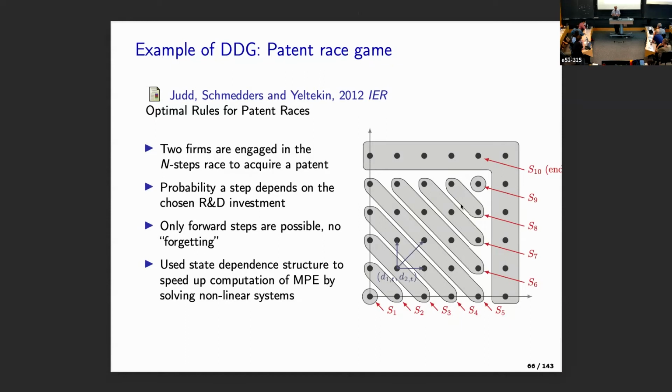This is the patent race. So if two firms are making investments into research and development, and they are trying to reach the goal, whoever reaches the goal first gets the patent, and that's an absorbing state of this process. So there are directional games out there where the approach that I will be describing seems to be very relevant and helpful in the solution.